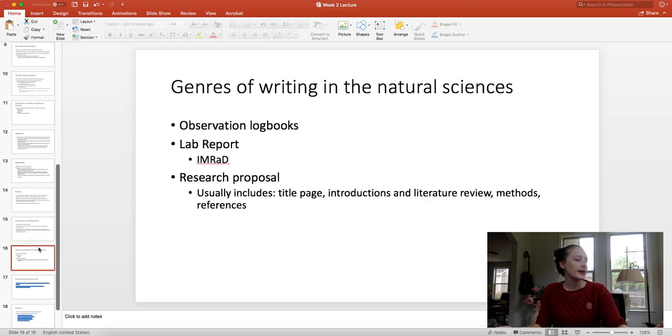Oh, did I already go down there? Okay, so different genres of writing in the natural sciences include observation logbooks. That's where scientists are logging their observations.